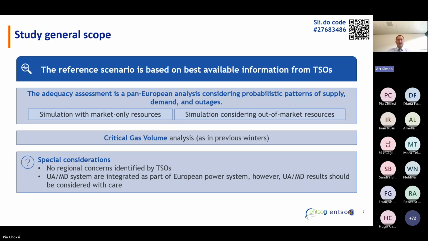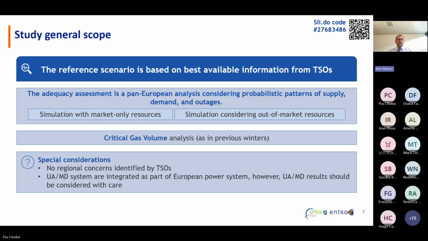And we do it in 2 variants, once with market-only resources, and the other time we consider also out-of-market resources, where these out-of-market resources have been declared available by TSOs. Also included in the seasonal outlook, as in previous winters since the gas crisis, is the critical gas volume analysis, which in short informs us how much gas is needed to keep the electricity system adequate and in good operational shape.